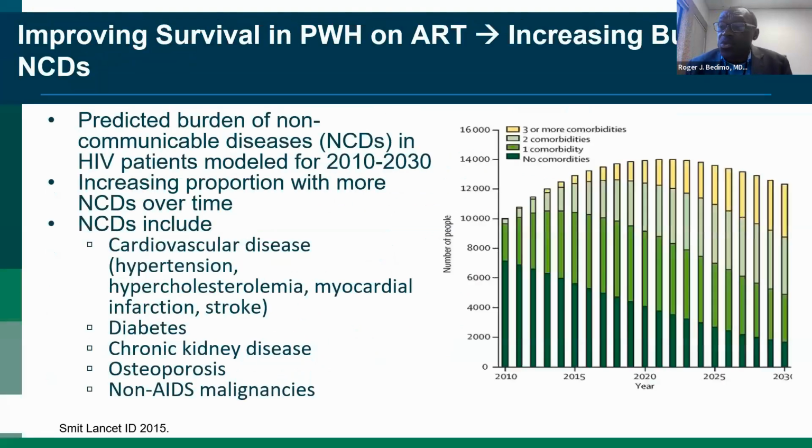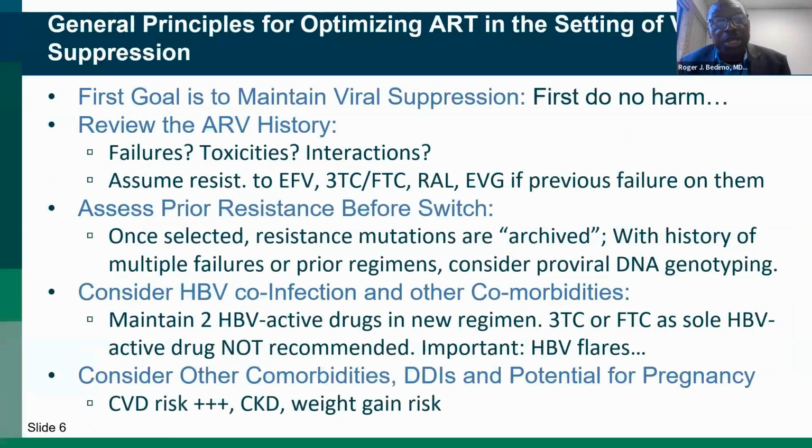So, and this is what the improving survival of people with HIV has highlighted, an increasing burden of non-communicable diseases. And there's a number of people now who will be living with 2, 3, 4 non-communicable diseases, from cardiovascular disease to diabetes to osteoporosis and non-AIDS malignancy. So we need to be on the lookout for those. And why do they develop this? We will come to that later. But first, do no harm.